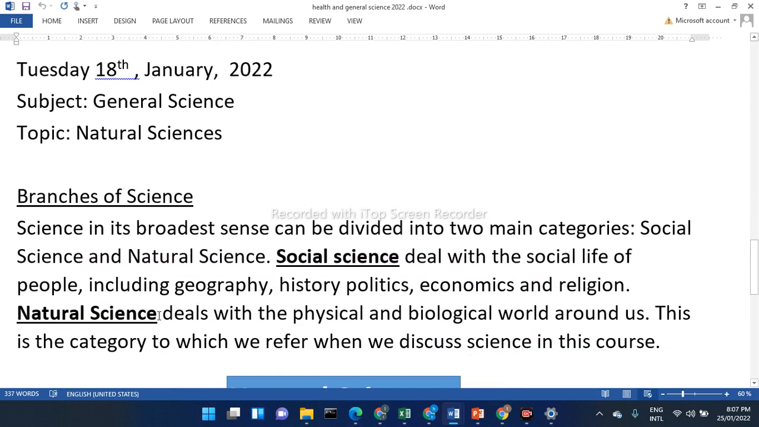The social sciences deal with stuff like what? Religion, history, economics, geography, politics. Right, and then the natural sciences deal with what we really call the sciences, those rigorous sciences. And then we broke the natural sciences into three categories. Can anyone remember those three categories?